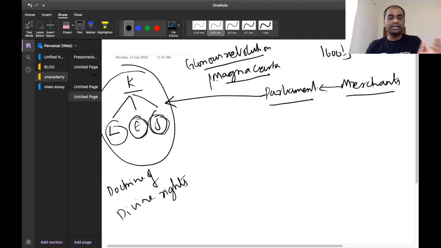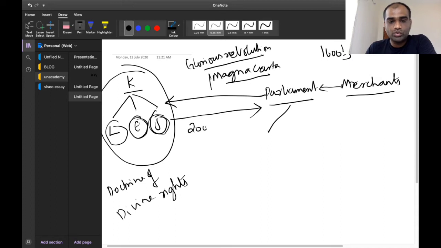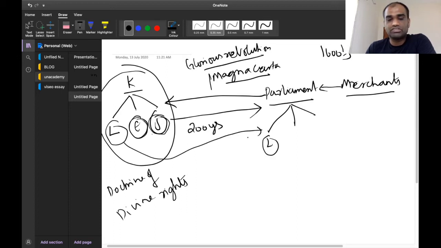It said that the king cannot do certain things. The king is allowed to legislate only on a limited number of matters. All the restricted powers will be transferred to Parliament. So gradually, over a period of 200 years, Parliament took all these powers away from the king. Clear? Parliament took away the legislative powers of the king.